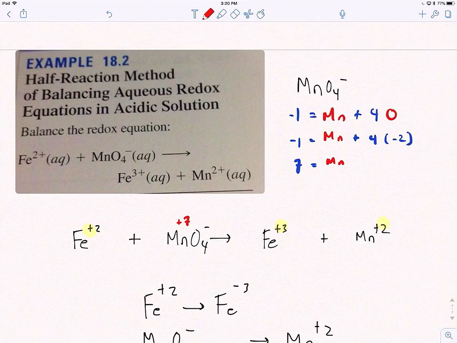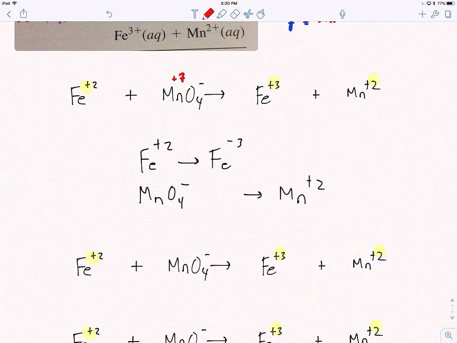Then manganese on the right side of the equation is plus two. So our half reactions are iron plus two going to iron plus three, which will generate one electron. Remember, plus two means it's missing two electrons, zero means it has all its electrons, and plus three means it's missing three. So if you're missing two and then you're missing three, you shoot one off. So we're shooting off that electron there. And manganese here is plus seven, so manganese plus seven plus five electrons makes manganese plus two.